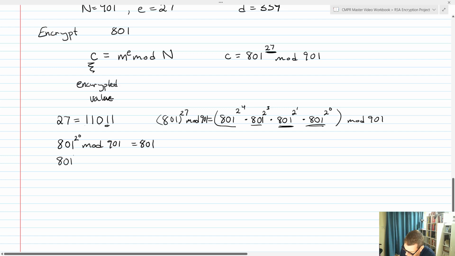Now we take 801, 2 to the 1, that's 801 squared mod 901. And when we go through and take 801 squared, that's going to end up equaling 89. Now, we don't have any 2 squareds, but I'm actually going to find it because it's going to make my life a lot easier. Mod 901, that's actually going to end up equaling 801 squared.